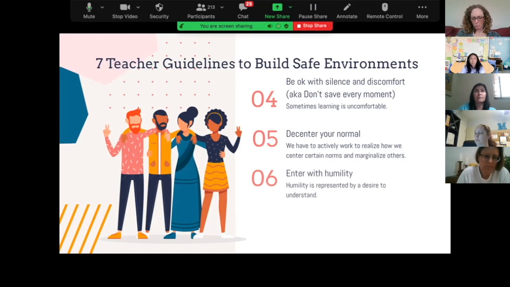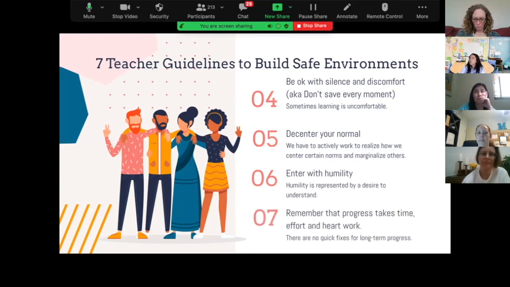And then 6, enter with humility. That means we don't know everything, and not everybody's going to think the way that we think. And then last, remember that progress takes time, effort, and hard work. Don't get discouraged when things go awry. They will. It is incremental work over time.